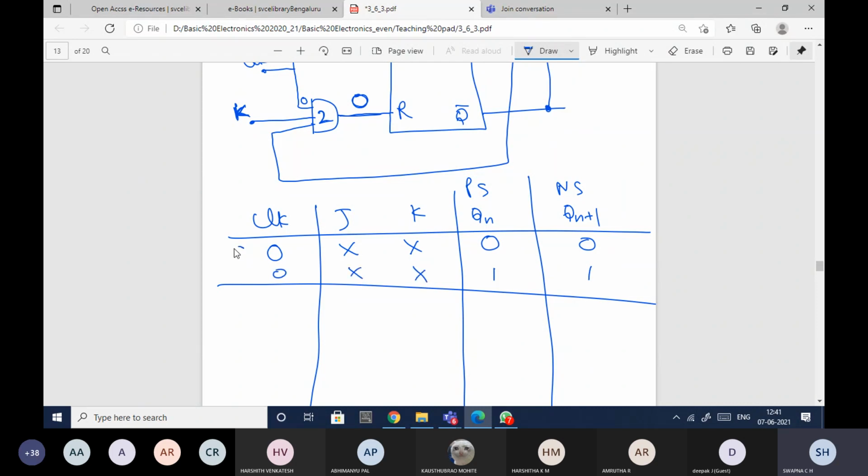Anybody have doubt with this line? Please let me know. Anybody has doubts with this line? Let me know.